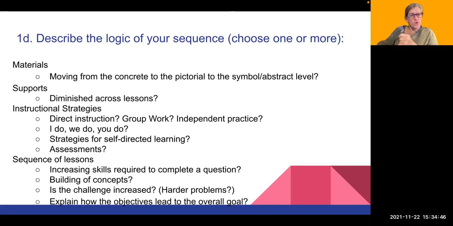But if you didn't change what you did across the lessons, say you did the same materials across the lessons or the same kind of supports or the same strategies across the lessons, right? Then you'd want to talk about more than one area. So one area will likely get you a 3 and it very possibly could get you a 4, but to solidify your evidence, talk about your materials and your supports or your materials and your sequence of lessons. So at least 2 areas.